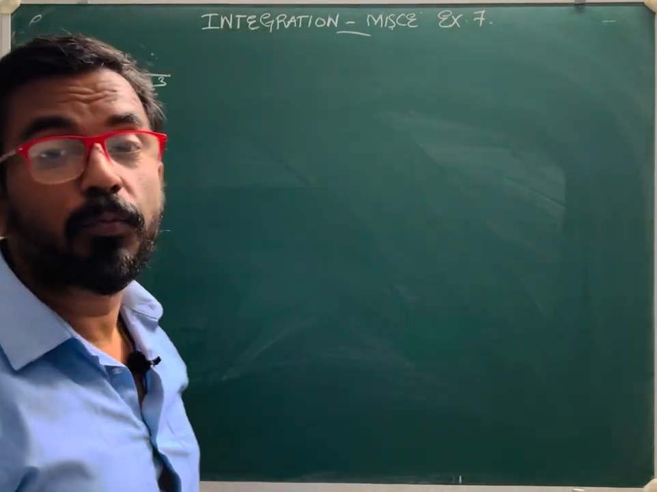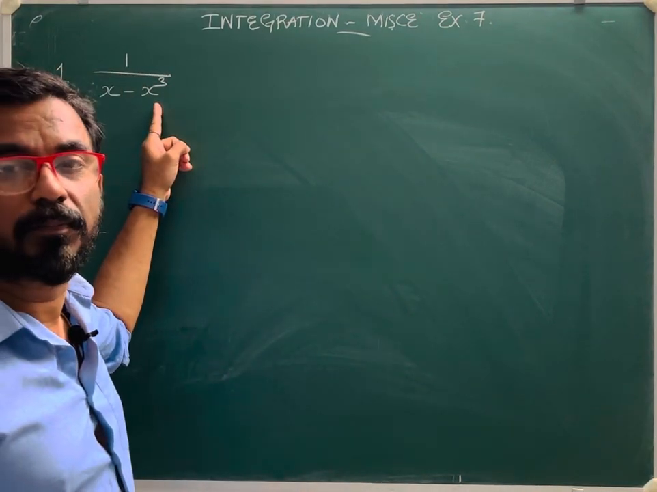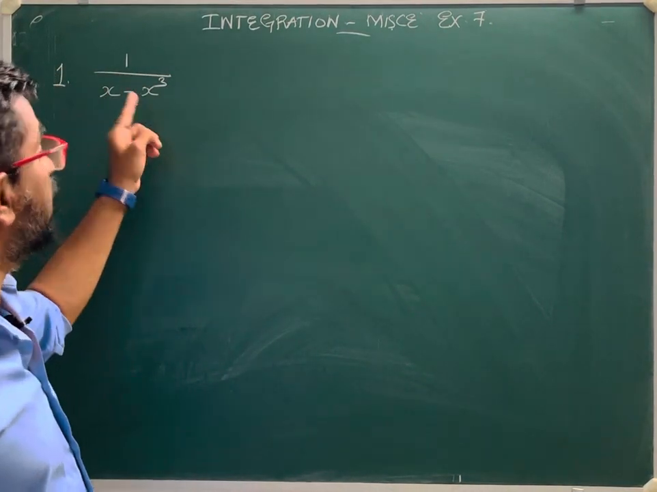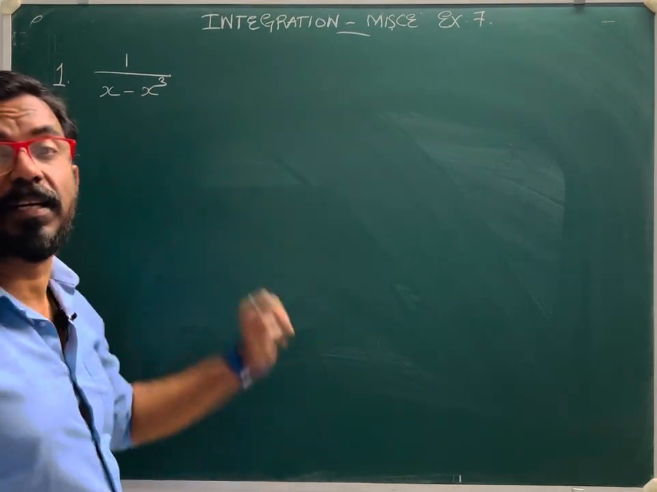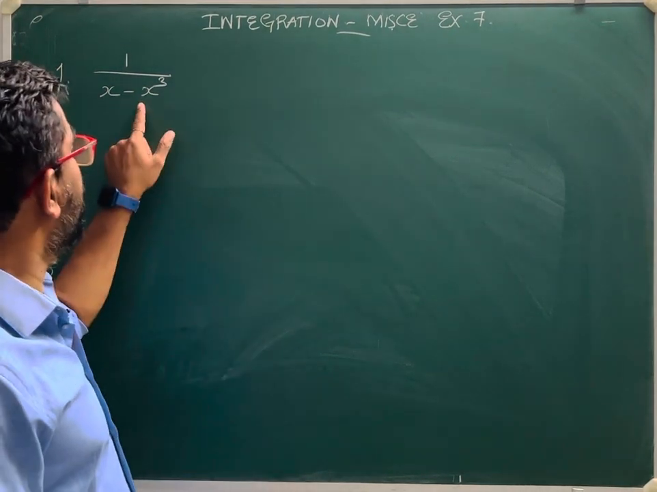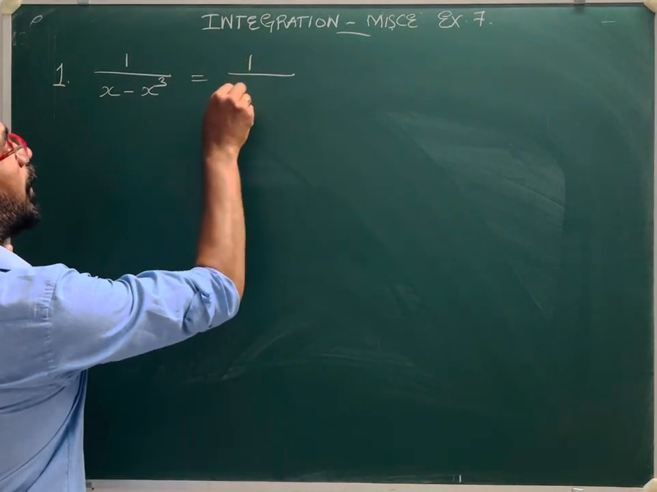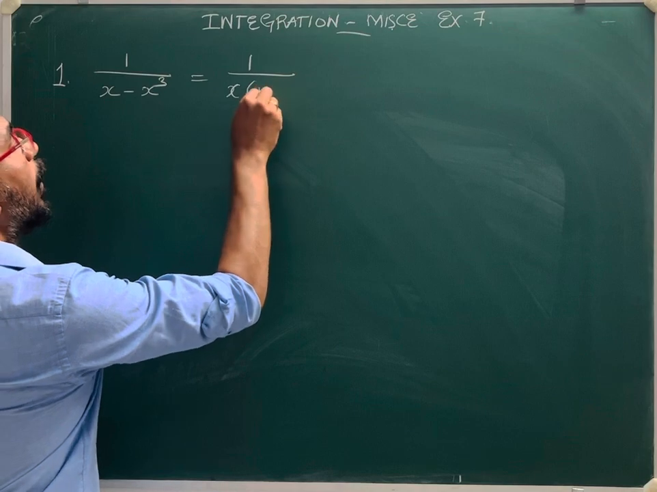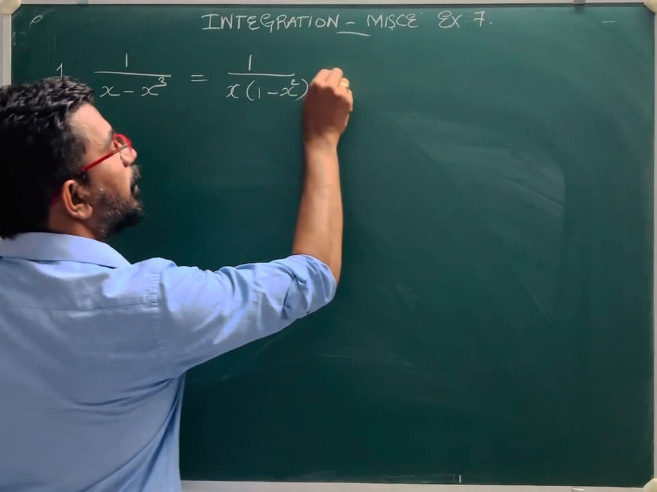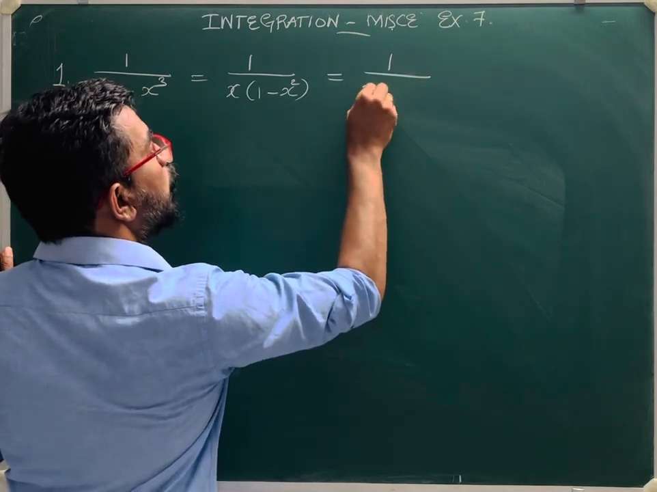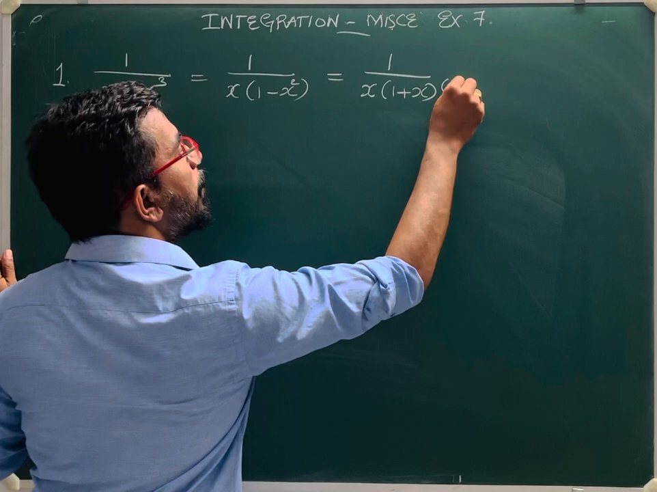Question number 1 is 1 by x minus x cube. What is special with this denominator? If you ask me, I will say this is a factorizable denominator. What I can do is write this as 1 by x into 1 minus x square. I took x common. Further, I can write it as 1 by x into 1 plus x into 1 minus x.